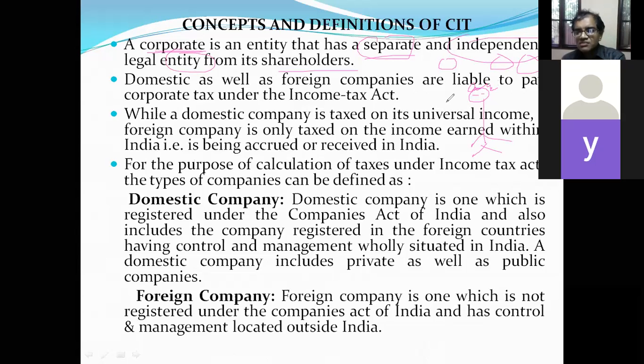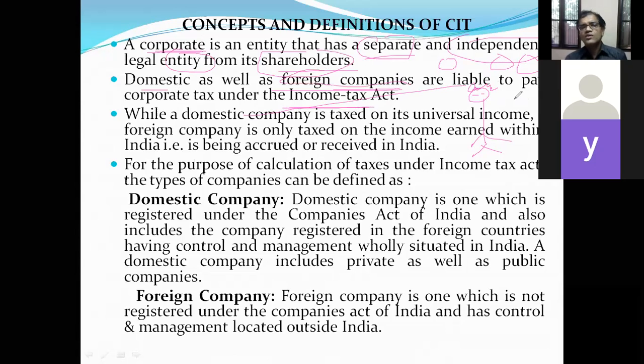So a directors' body, managing directors board will take care of corporate organizations' financial operations or managerial operations. Everything will be taken care of by board of directors. They are elected by shareholders. So in Indian income tax, domestic as well as foreign companies have to pay corporate tax. What is Indian company or what is domestic company, what is foreign company, we will come to know in this class itself.